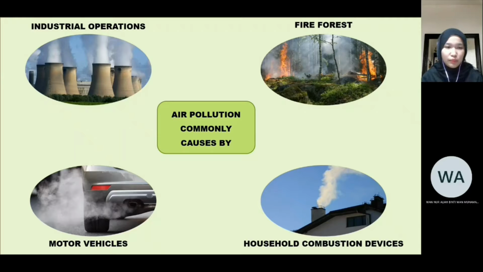What are the causes of air pollution? The first one is industrial operation, such as the chemical solvent industry and gas and liquid waste industry. The second one is motor vehicles, which are cars, buses, and motorcycles. The third one is forest fire, which is open burning. And the last one is household combustion devices, which are heaters, clothes dryers, and stoves. I'll pass to the next presenter, Akmal.